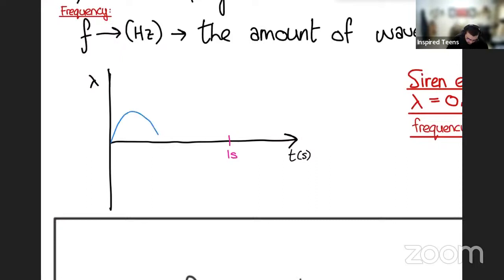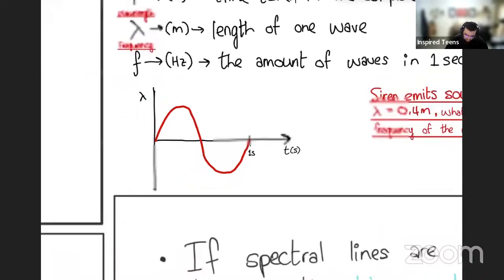Okay, we can discuss that at the end. Let us discuss the first thing. Let's get rid of this and make one wave. One second. So let's just say we have one complete wave in 1 second.